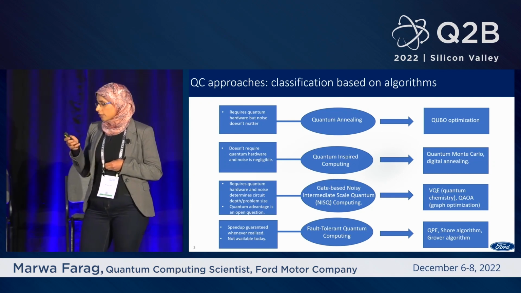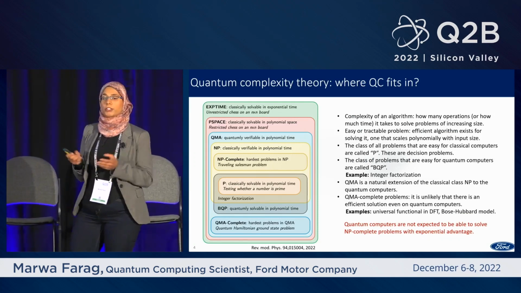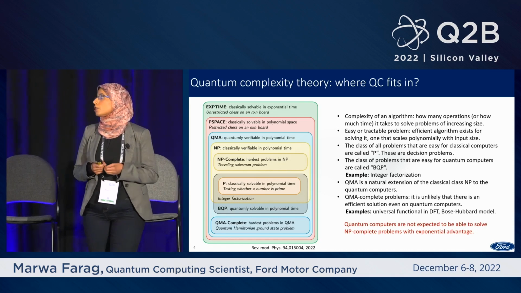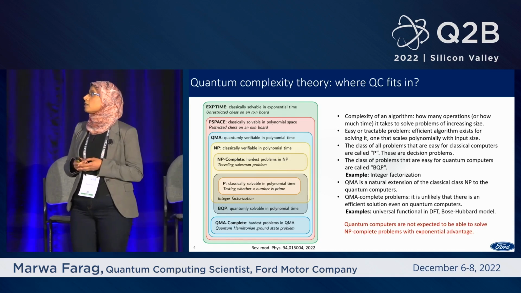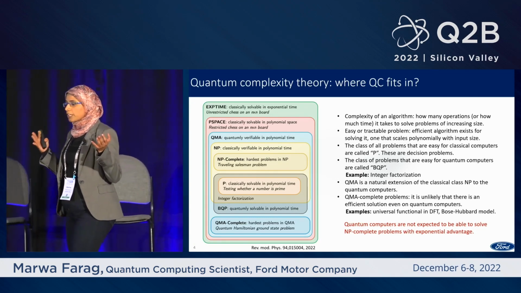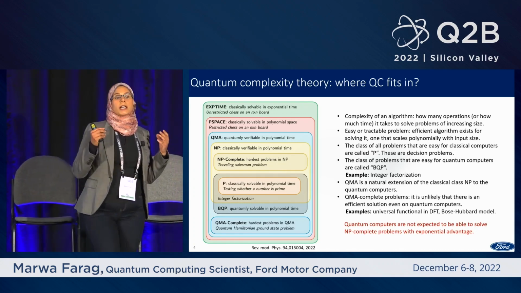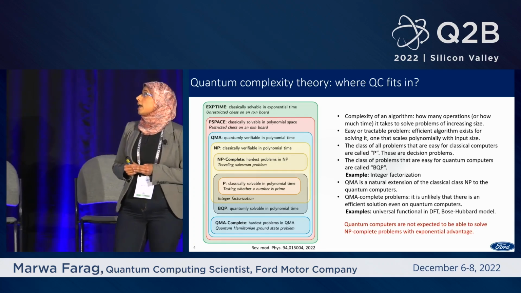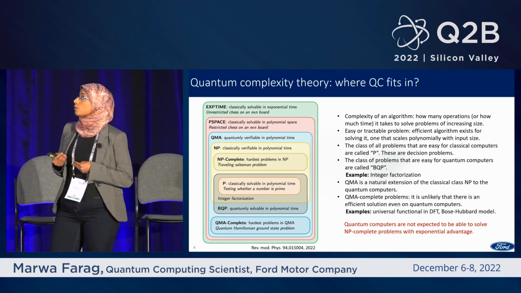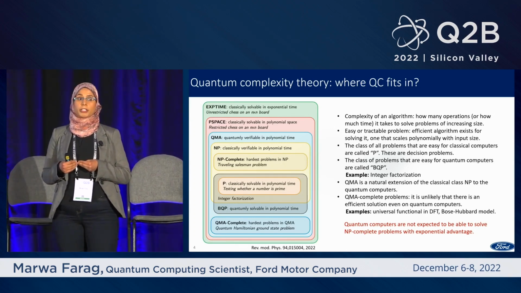With this, the second question is: when we have this perfect quantum computer, what types of problems are we going to be able to solve? People in computer science classify problems based on their complexity. The complexity of an algorithm is defined as how many operations it takes to solve a problem of increasing size. We say the algorithm is efficient if we are able to solve the problem in polynomial time.